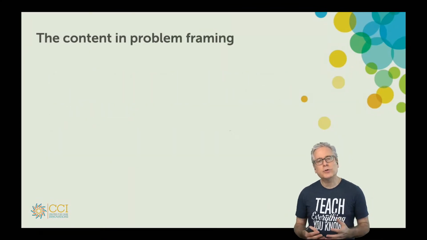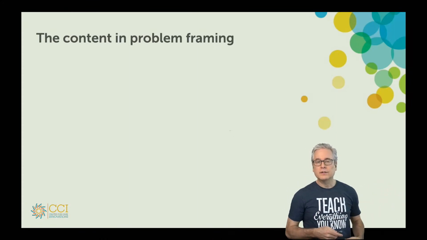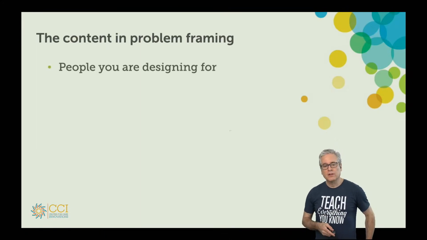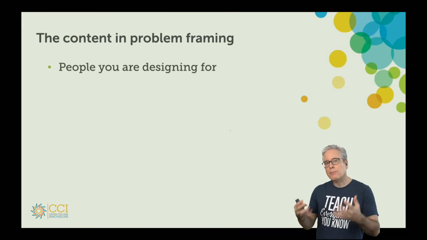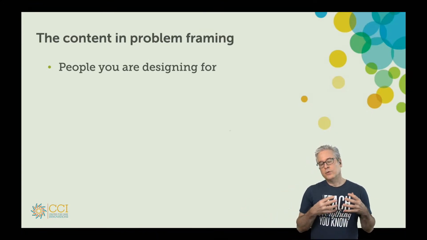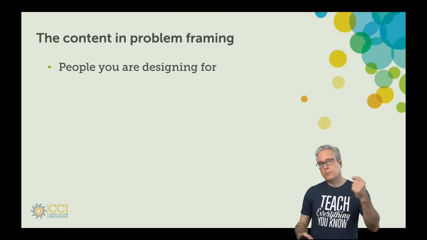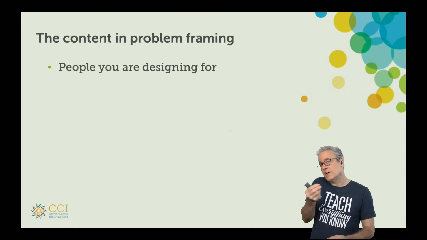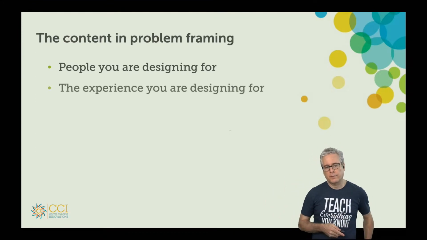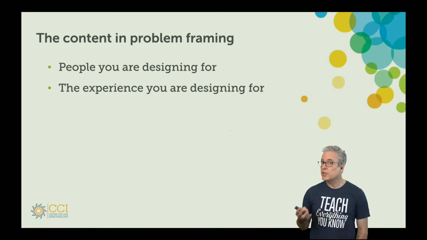So the content you use in problem framing is all the stuff you've been collecting and creating and will continue to collect and create. So the content in a problem framing document or report or presentation, you include the people you're designing for. Who are we designing for? Remember, we have both the individuals we interviewed, and then we have this abstraction called a persona. So you're characterizing who you're designing for. You're characterizing the experience you're designing for. So we have a journey map for that, right?